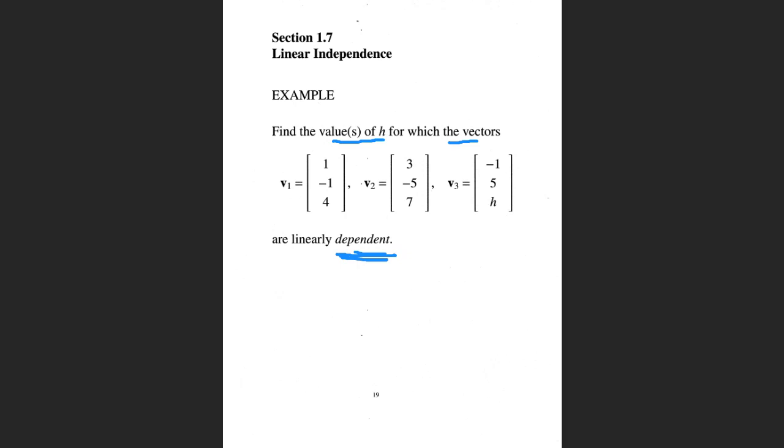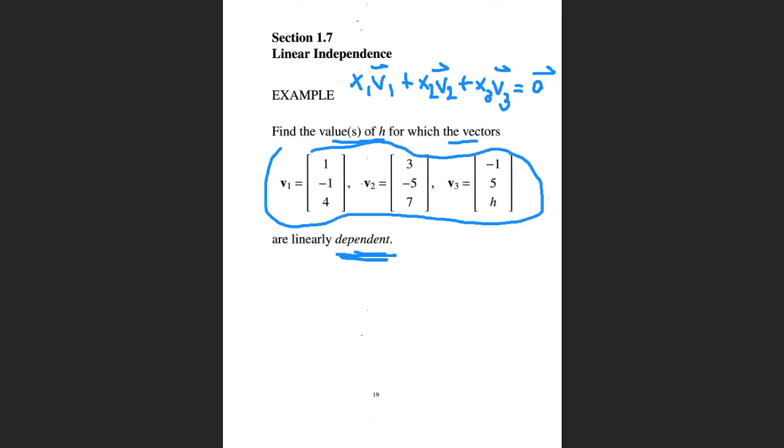the vector equation for linear dependence or independence. The vector equation would be x1 times v1 plus x2 times v2 plus x3 times v3. And what do we set that equal to? That's right. Good. Good, Balin. Good, Michaela. We set it equal to the zero vector. So that's what we're going to do with these three vectors. We're going to set up this vector equation.